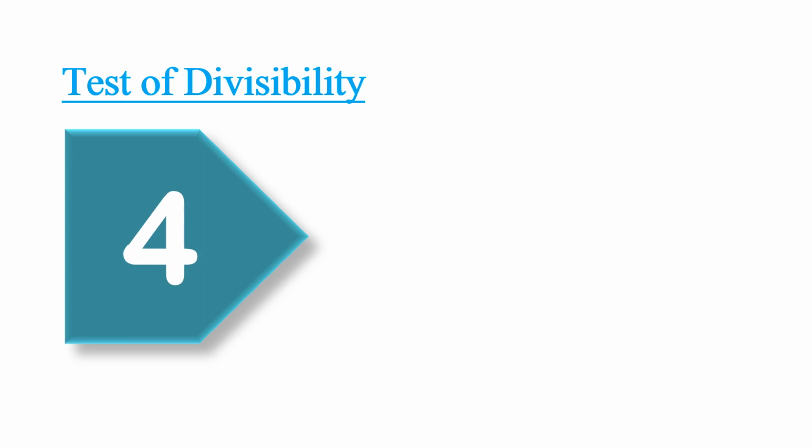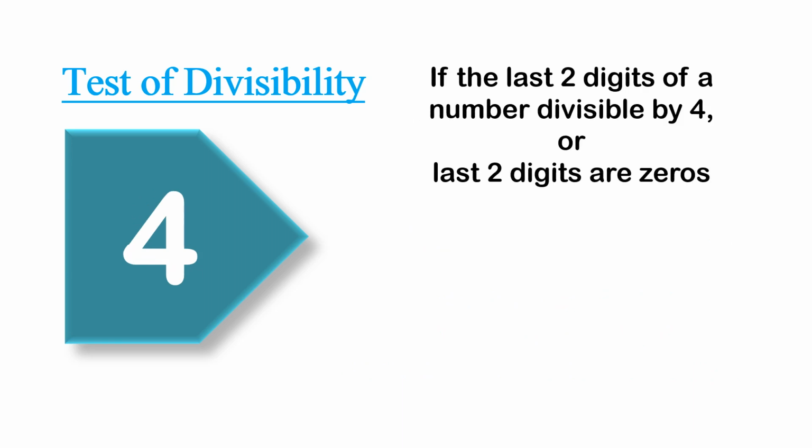Divisibility rule of 4. If the last two digits of a number are divisible by 4 or the last two digits are zeros, then the number is divisible by 4. So these are some examples. In the first example, the last two digit number, that is 72, is completely divisible by 4. Hence the whole number is divisible by 4. In the second example, the last two digits are 0 and 0. So that number is also divisible by 4.